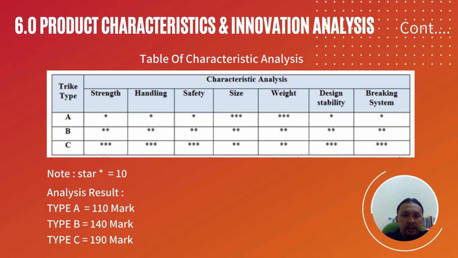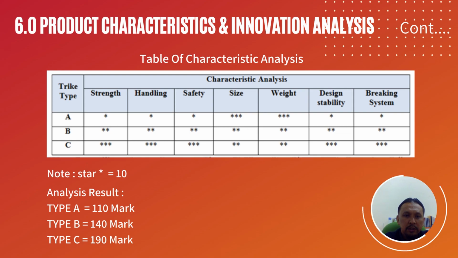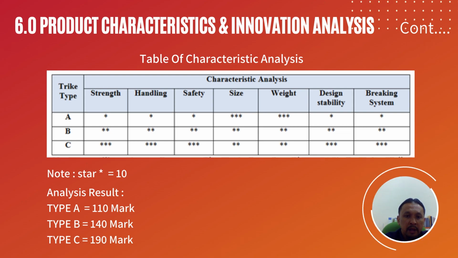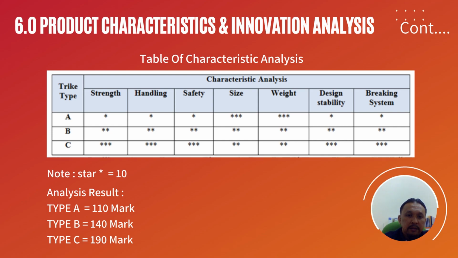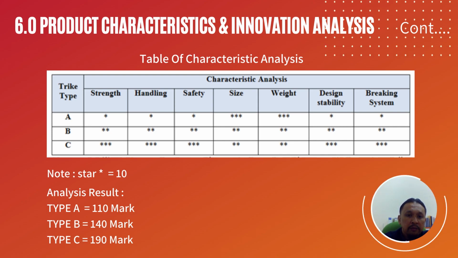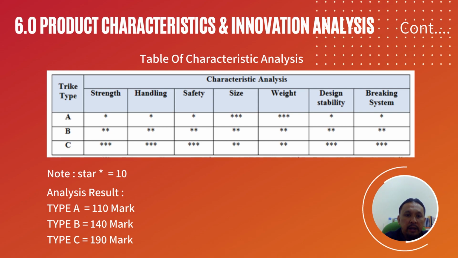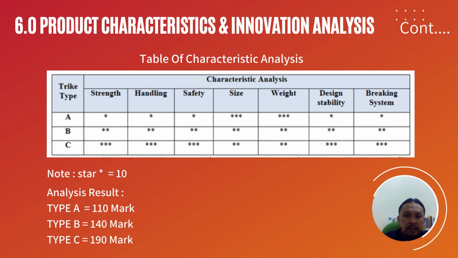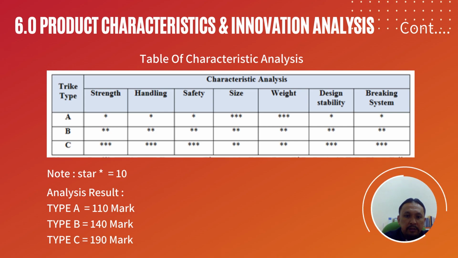We have simplified the table by representing stars as a summary of the analysis. Each star represents 10 marks, and the following are the analysis scores that have been obtained. Type A gets 110 marks. Type B gets 140 marks. Type C gets 190 marks. From the result, the conclusion is that the drift trike that we have built is an innovation with better features in terms of durability and safety, and it can be used for competition participants.